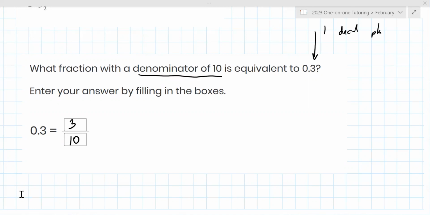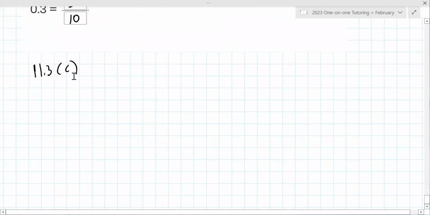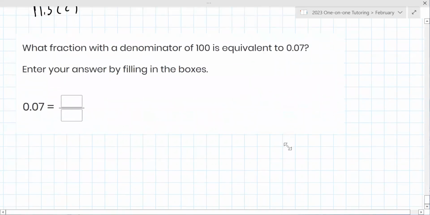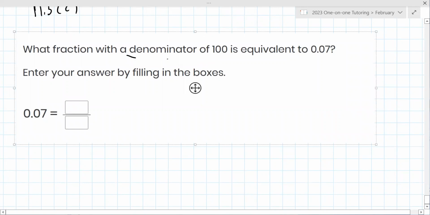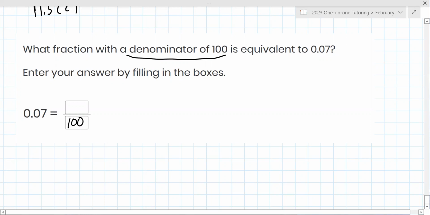All right. So again, we're working on 11.3C. So you'll want to go back and enter these answers in when we're all done. Okay. What fraction with a denominator of 100? See how it's telling you the denominator here? What number goes on the bottom? 100. Okay, so what number goes up top? 7.